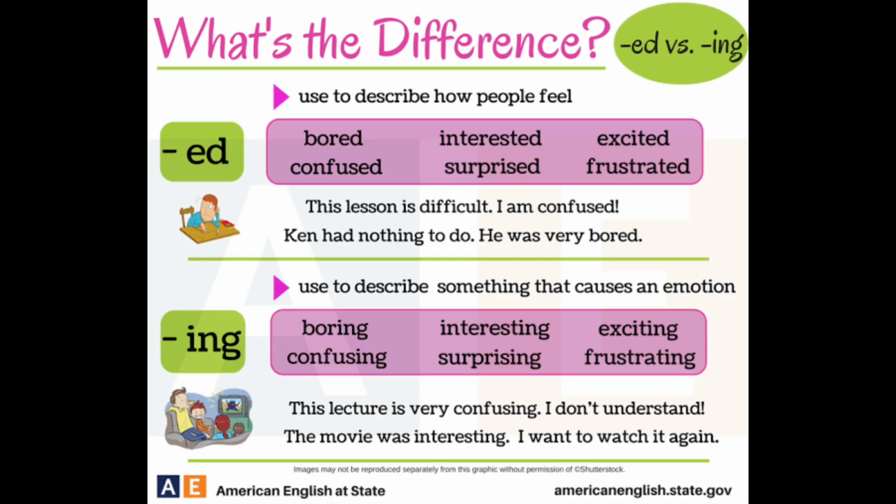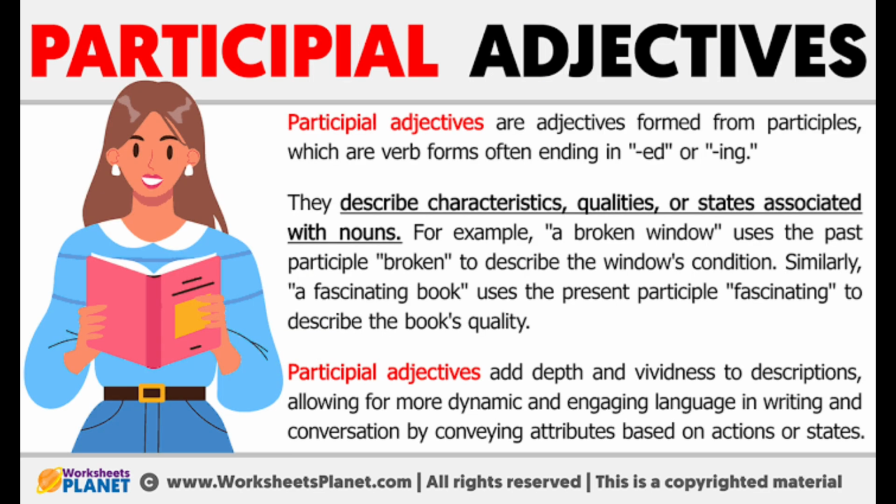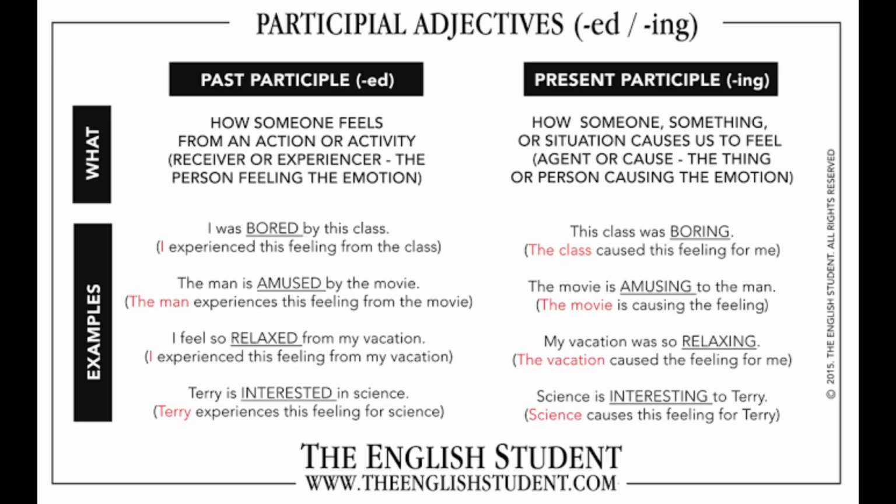Types of participles. 1. Present participle, -ing. Form: base verb plus -ing. Functions: as an adjective, it describes a noun. In continuous tenses, it forms part of the verb phrase. Examples. Adjective: the crying baby kept everyone awake. Continuous tense: she is running to catch the bus.